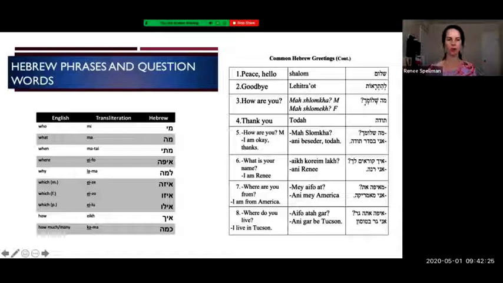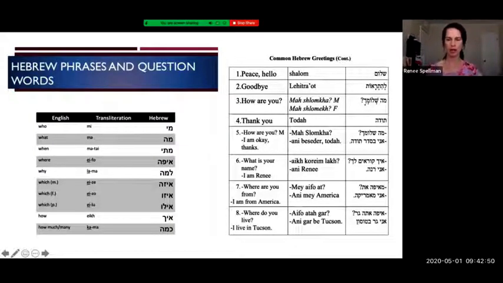So who is me? What is ma? When, matai? Where is eifo? Why, lama? Which for masculine singular, eza? Which for feminine singular, ezo? And which for plural, elu? How, ech? How much, how many, kama.